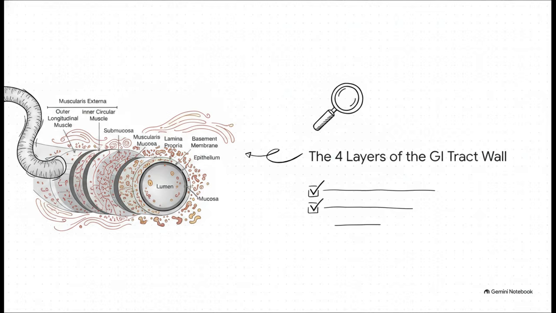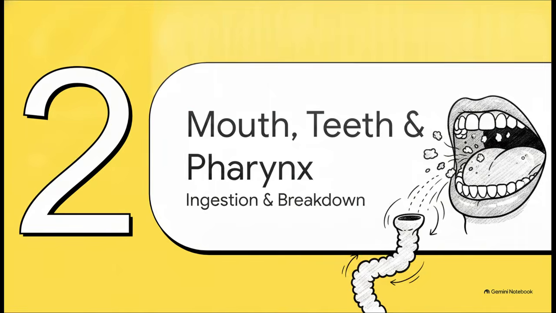Next is the muscularis, which handles the contractions pushing the food along. Then comes the submucosa, highly vascularized and packed with blood and lymphatic vessels. And finally, the innermost layer lining the lumen itself is the mucosa. Definitely memorize these 4 layers, guys. They are an absolute staple in anatomy multiple choice questions. Section 2. Mouth, teeth, and pharynx.